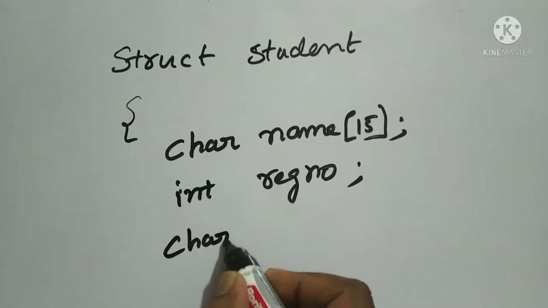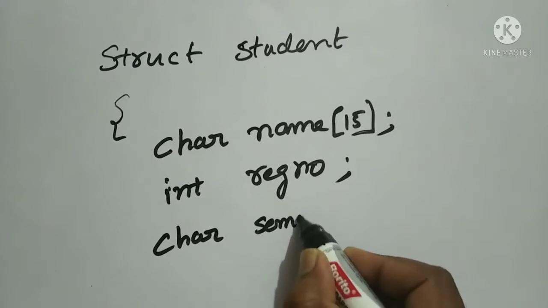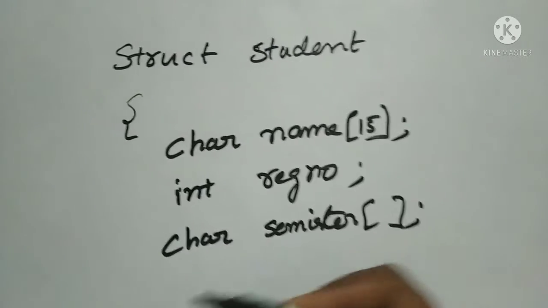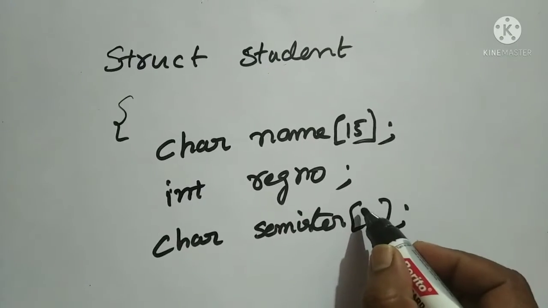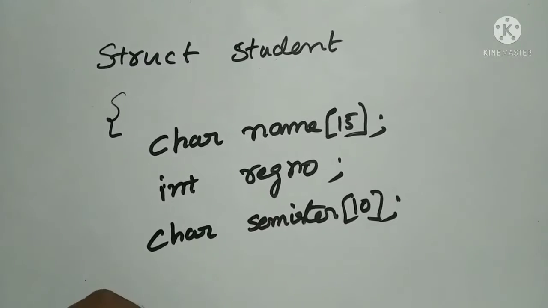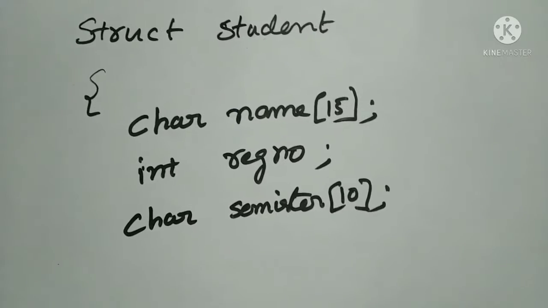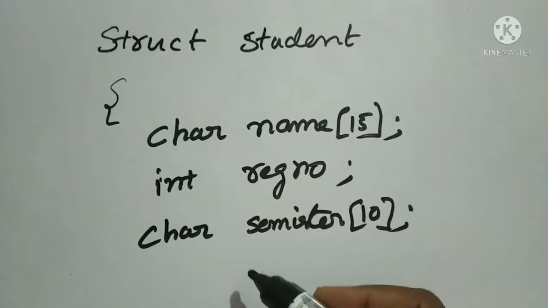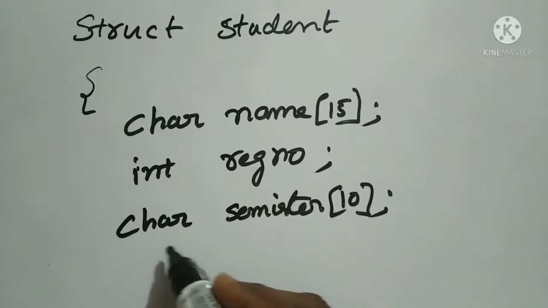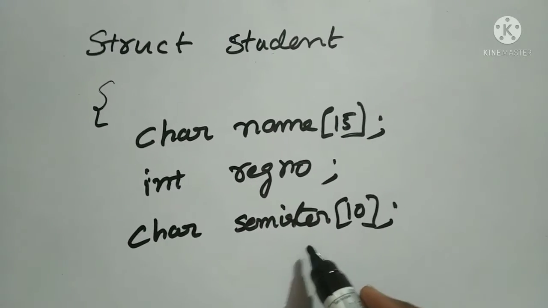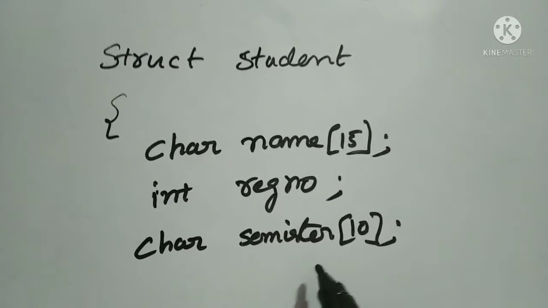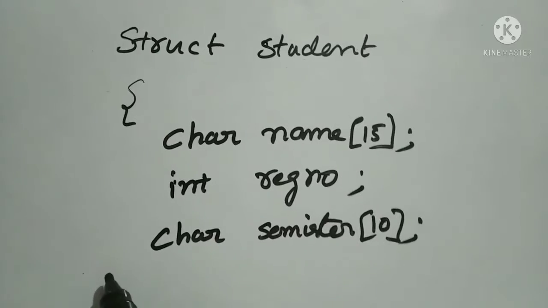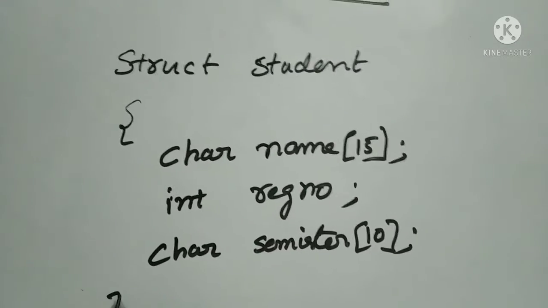Another character array I am taking to indicate the semester in words, if I want, for example at least 10 characters, to indicate which semester he belongs to: 5th semester, 6th semester, or anything. Or we can use an integer for the semester instead. At that time I have to give the value as a number, 1, 2, 3, up to 8 for the 8th semester. So this is about the structure.